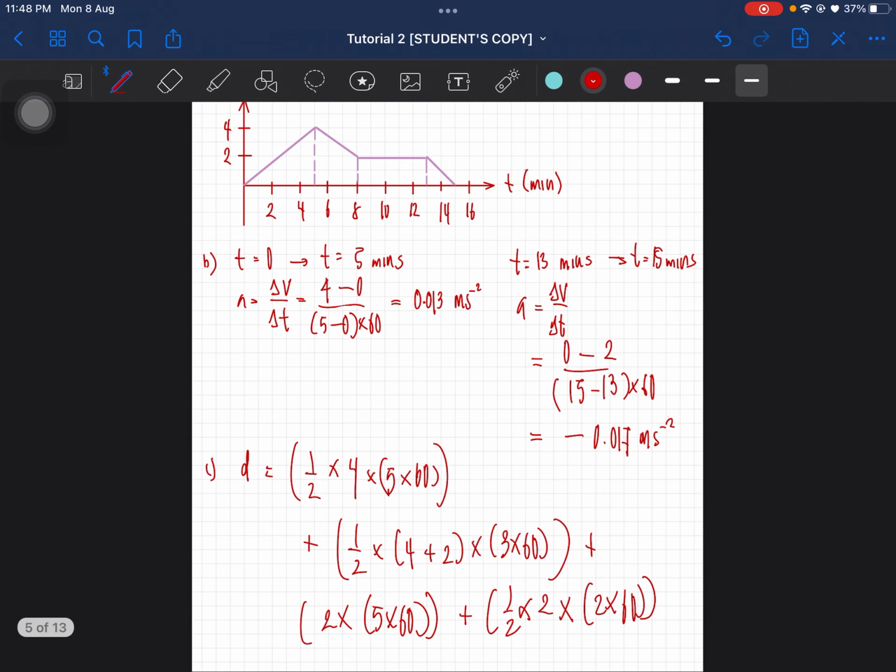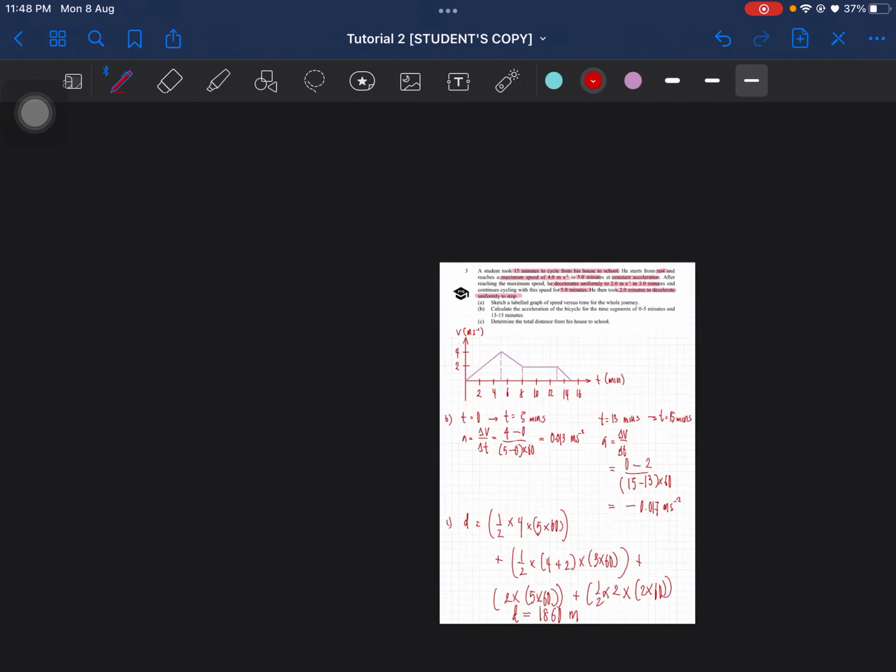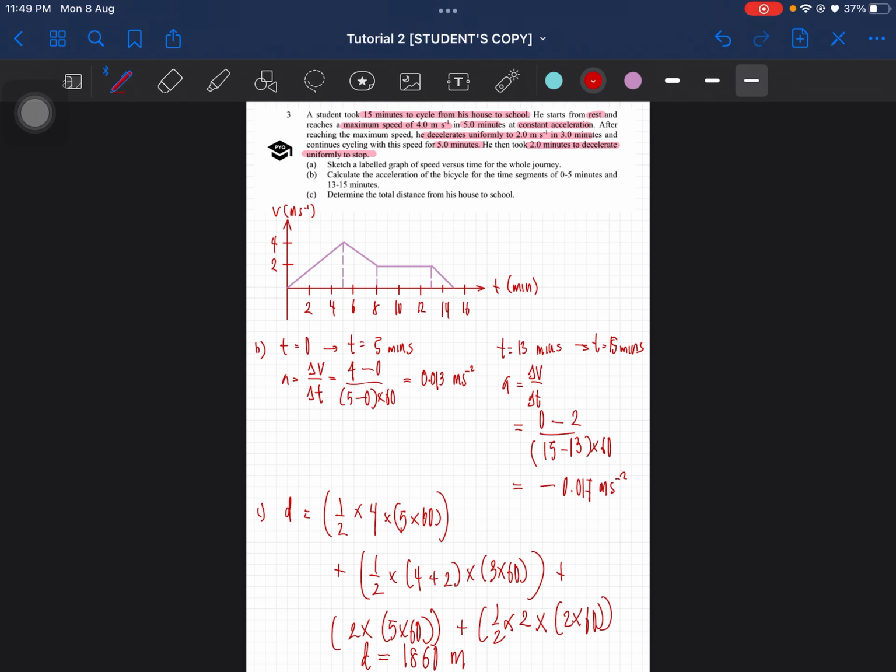Okay, so add all of this together, you should get the total distance traveled to be equal to 1860 meters. Okay, so that is the total distance from his house to school. If the question asks you to calculate for displacement, you just have to consider which part of it is negative. Okay, so this one is going up, which is positive, this one is going down, negative, this one is straight, so 0, and this one is going down, negative. Okay, so that is for displacement, and this is the solution for question number 3.